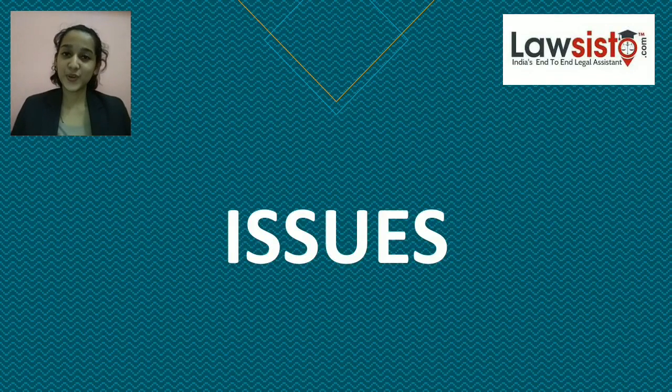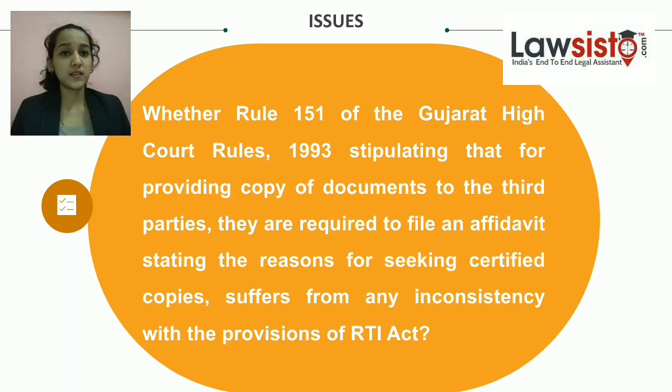Now, let's look into the issues raised in this case. The first issue was whether Rule 151 of the Gujarat High Court Rules 1993, stipulating that for providing copies of documents to third parties, they are required to file an affidavit stating the reasons for seeking certified copies, suffers from any inconsistency with the provisions of the RTI Act.